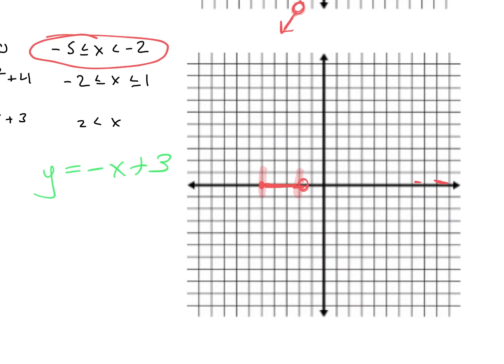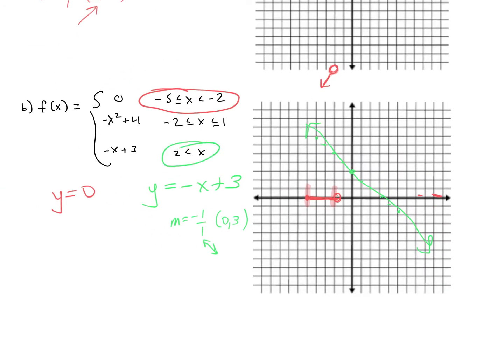All right, so now I'm going to do the bottom line. -x plus 3. So my slope is -1/1, right? And my y-intercept is at 0, 3. You guys agree? Okay, so I'm going to go up here to 3. 1, 2, 3. Negative, so my line's going to be going downwards. So I go down 1/1, down 1/1, down 1/1, down 1/1, down 1/1. We good? All right.